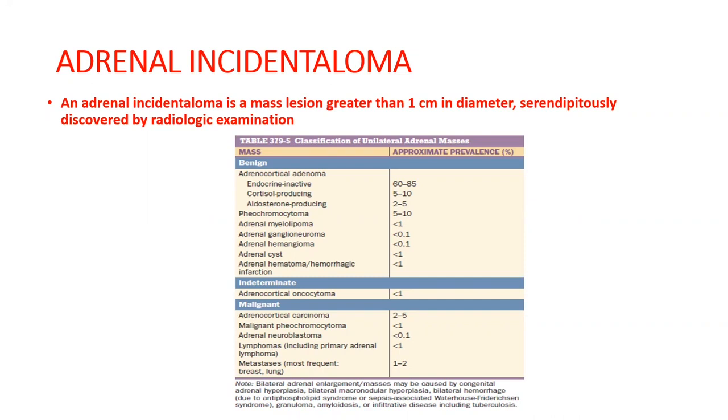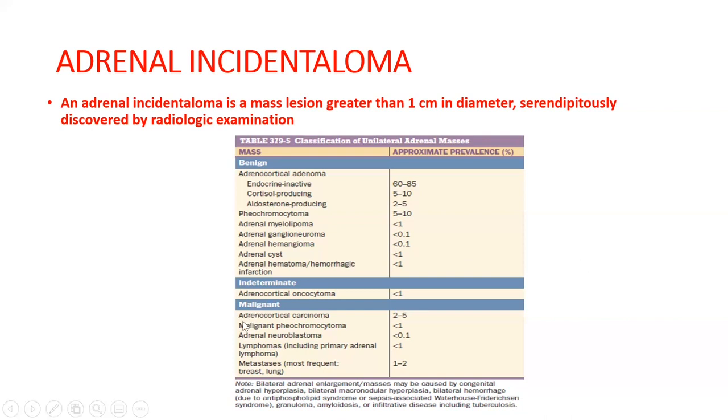What are the commonly encountered adrenal incidentalomas? First, we are going to look at the lesions for unilateral adrenal masses. If you look at endocrine inactive or non-functional adrenal adenomas, they account for almost 60 to 85% of all the adrenal incidentalomas. So that is the commonest, non-functioning or endocrine inactive. Cortisol producing, which accounts for Cushing's, is around 5 to 10%. Aldosterone producing, which accounts for Conn's, is around 2 to 5%. Pheochromocytoma, 5 to 10%. And then there are other rare lesions like cyst, myelolipoma, or hemangiomas.